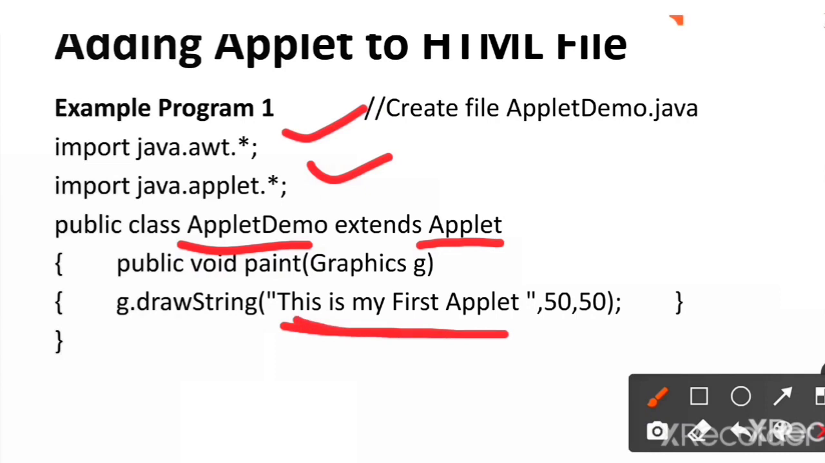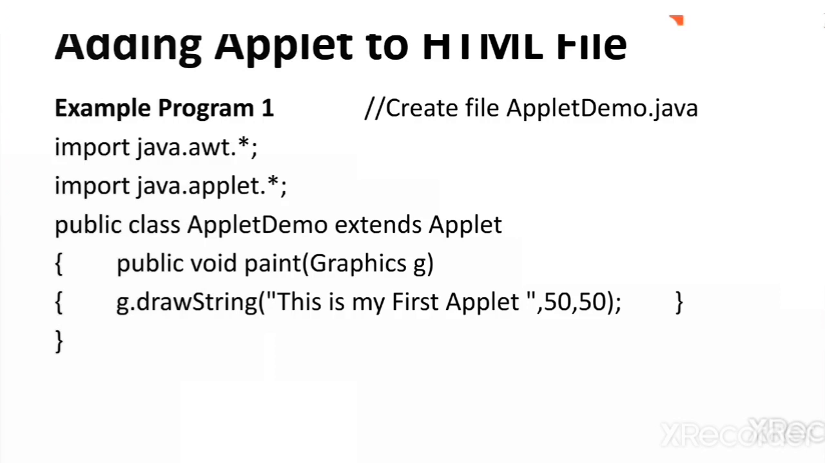To display that message on the output window, I'm calling a drawString method which belongs to the Graphics class. I'm creating an object of the Graphics class, that is g, and through that object g, I'm calling the drawString method of the Graphics class. To this drawString method, I'm passing the string that has to appear on the output screen, and then the coordinate point from where the string should start display. So this is just an example program that we have considered.